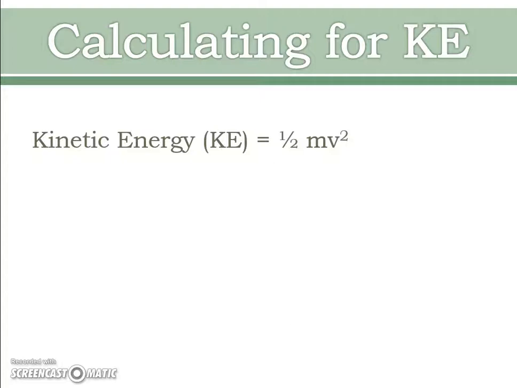Now in this case we actually do have a square in the formula, so please make sure that you're plugging in v squared for this. And also please make sure that it's only the velocity that you're squaring and nothing else.